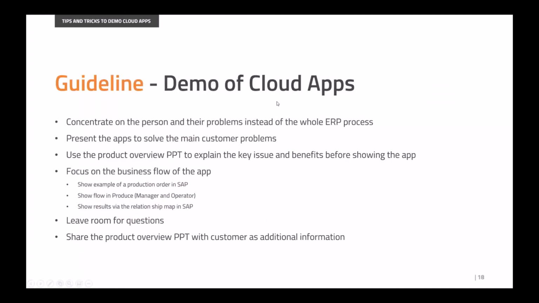So for each product, we have also available on our marketing page a product overview presentation, and in this presentation you have slides with a key issue. What's the key issue, what is Produce exactly? How can Produce help, and what are the benefits of Produce? And I believe these are the three slides that are important in each presentation.